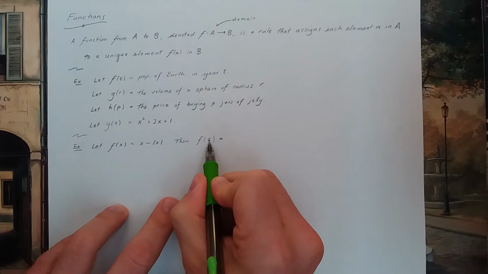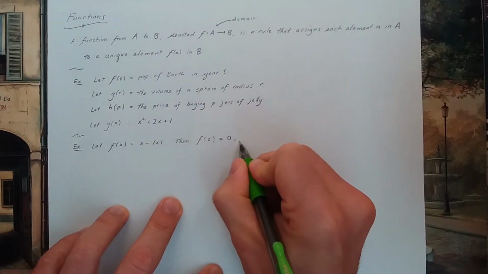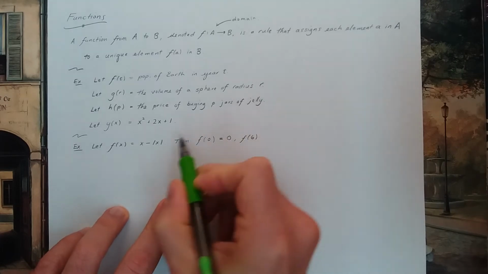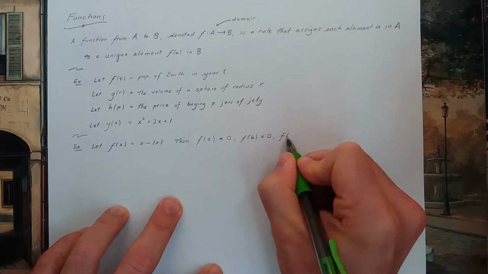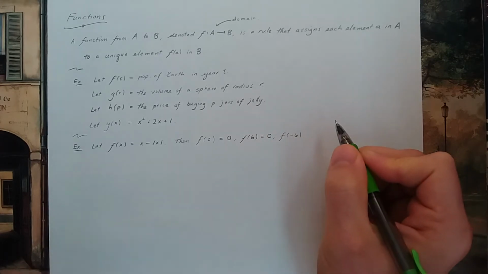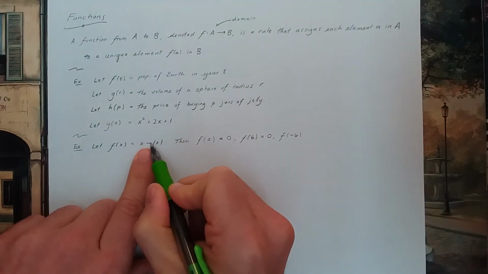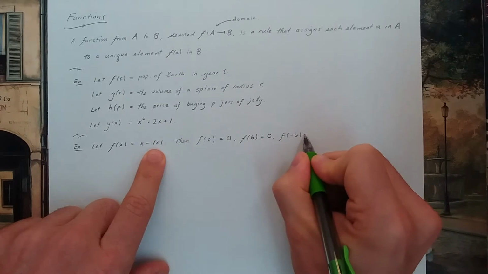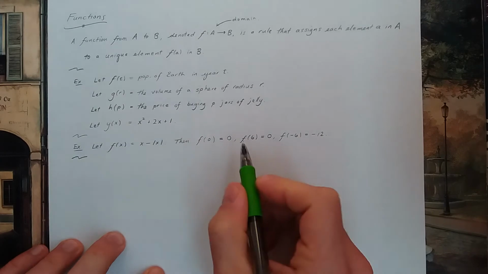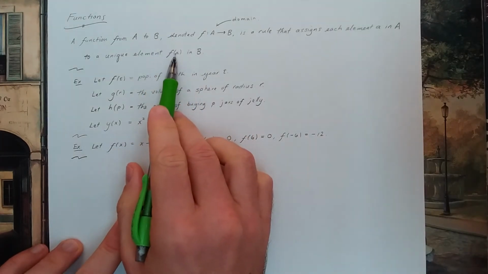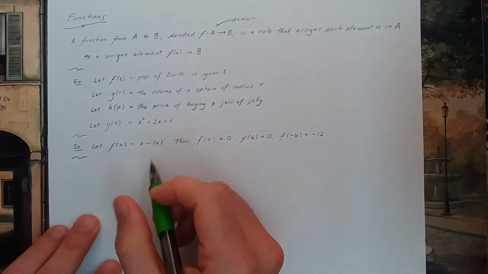So if you plug in x equals 0, you get 0 minus the absolute value of 0, which is 0. If you plug in f of 6, you get 6 minus the absolute value of 6, which is 0. If you plug in negative 6, then you get negative 6 minus 6, which I believe is negative 12. So that was just a quick example showing you this notation where f of a denotes where a is sent by your function f.